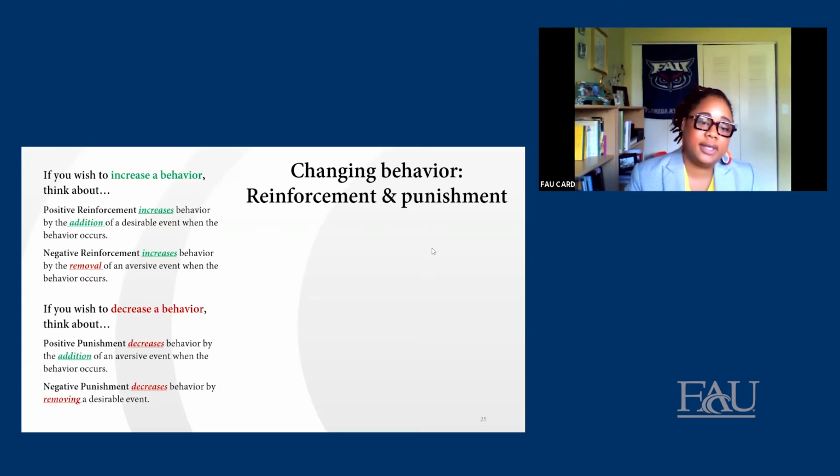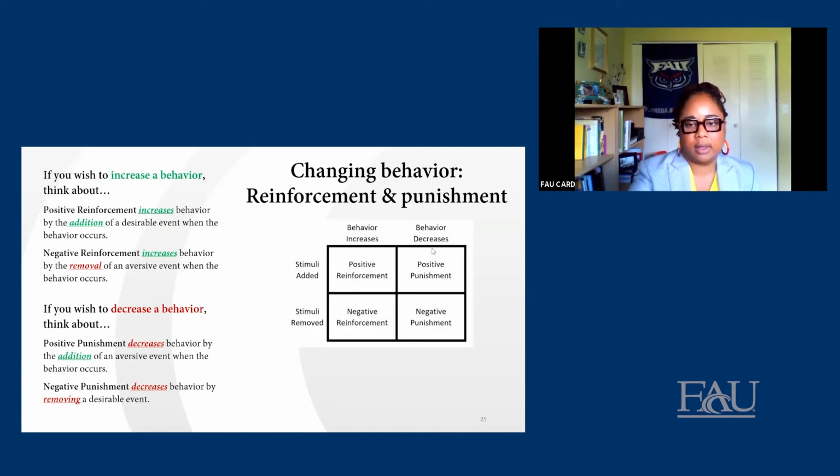If you want to decrease a behavior, you want to think about punishment, positive and negative as well. Positive punishment decreases behavior by the addition of an aversive event when the behavior occurs. Negative punishment also decreases the behavior by removing a desirable event.